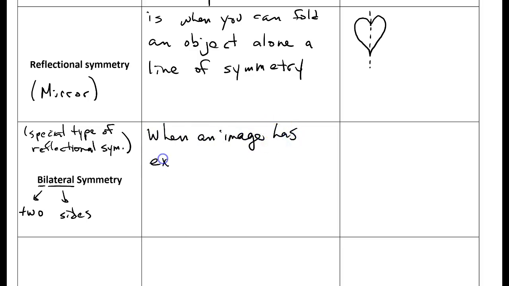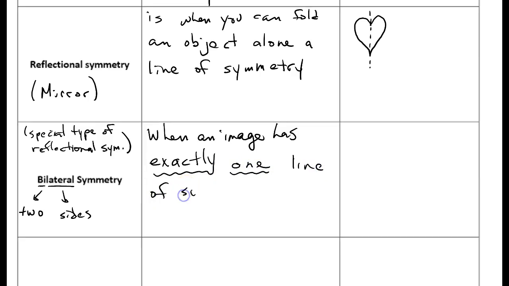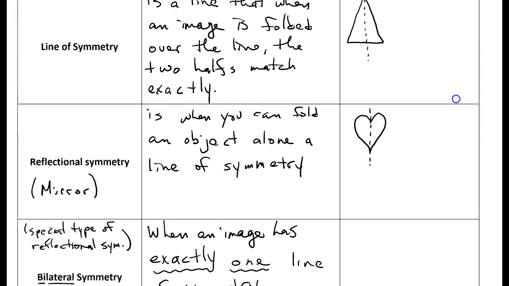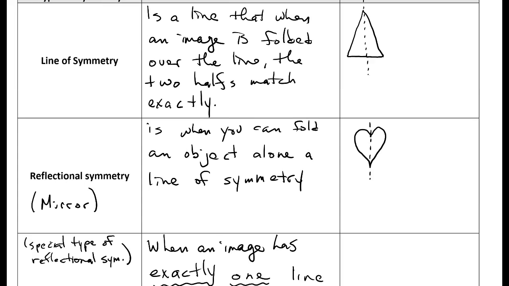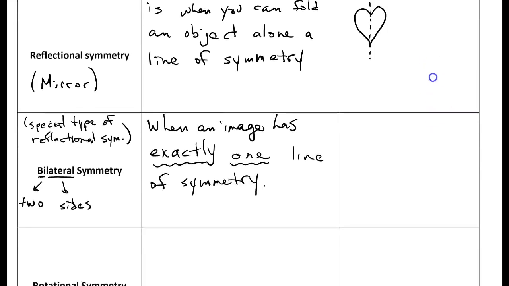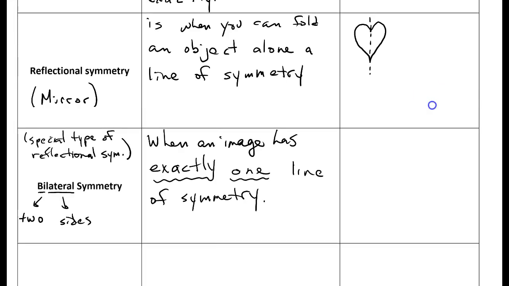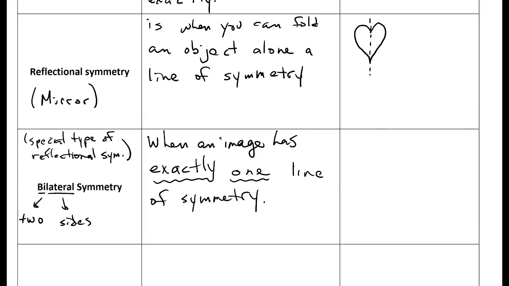Okay, so for bilateral symmetry, this is when an image has exactly one line of symmetry. Okay, so these two examples that we looked at before, these both have bilateral symmetry. They only have one line because, let's look at another example of reflectional symmetry.